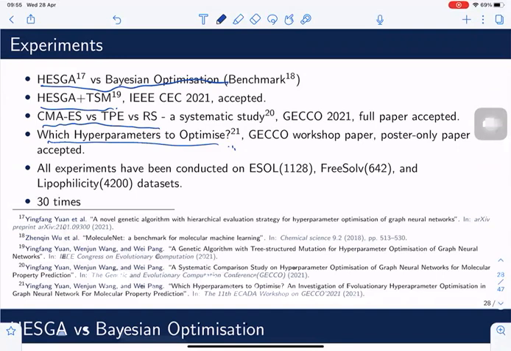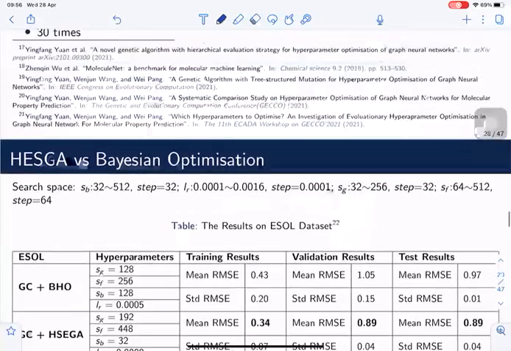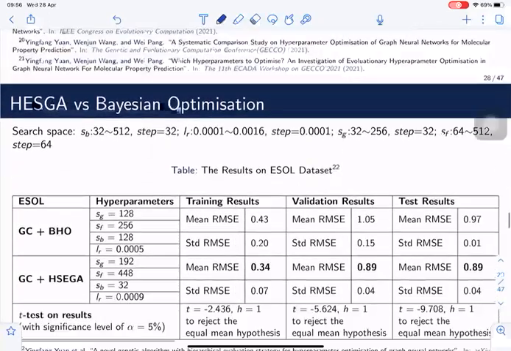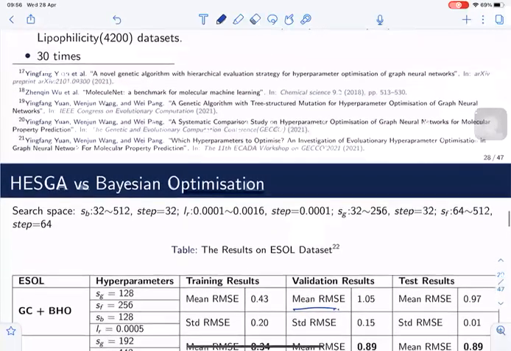And by the way, lipophilicity is a very important molecular dataset, because, for example, lipophilicity is very important for drug discovery, because lipophilicity will decide the metabolism and the intake of a drug. And for all the experiments I will show, the mean root mean square error is obtained by the mean of 30 runs.